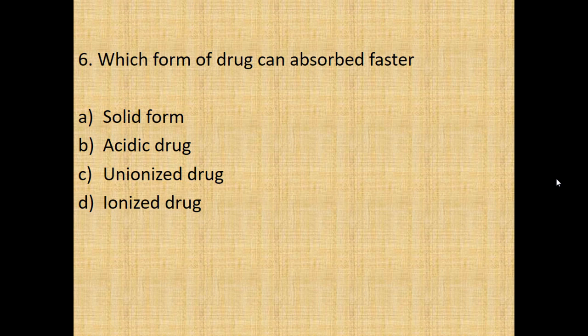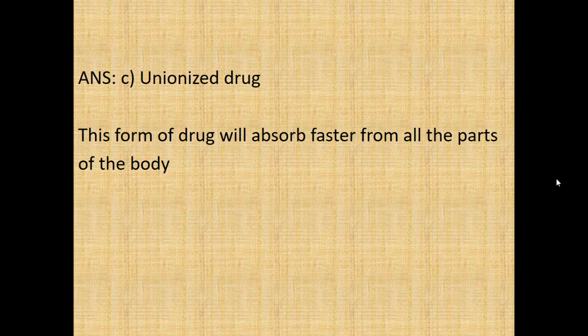Which of the following drugs can be absorbed faster? Here the simple thing is, what type of drugs will absorb faster? One is either solid, liquid, gel, or ionized, unionized, or water soluble, lipid soluble. These are the categories. In these categories, which can be absorbed faster? Now you can think. Can you guess, anyone? Here it says unionized drug. I will tell you a simple thing to remember: unionized, lipid soluble drugs will absorb faster than anything.